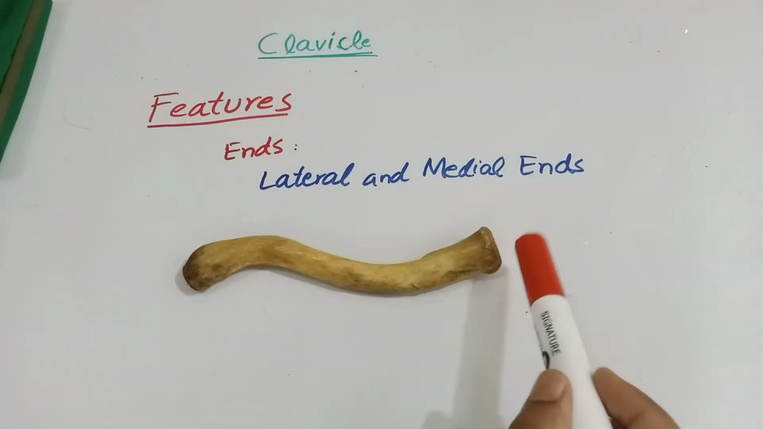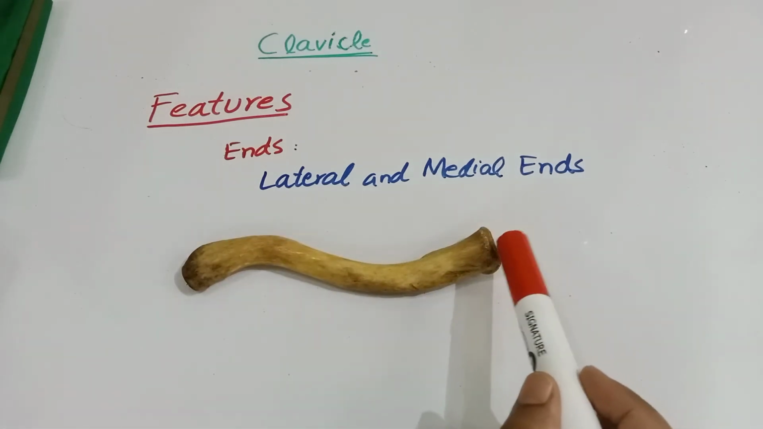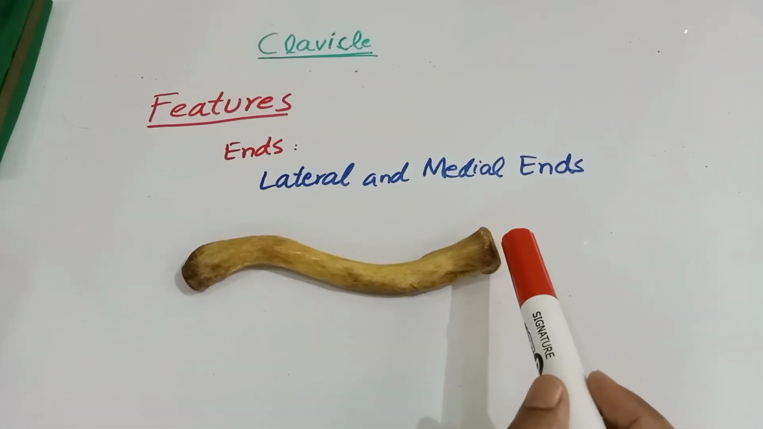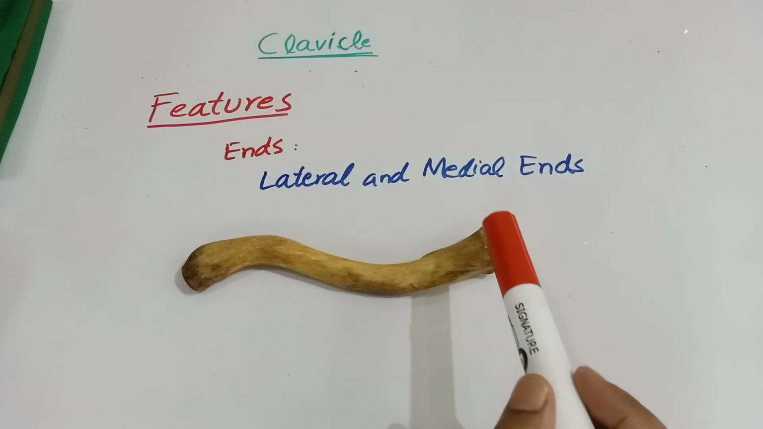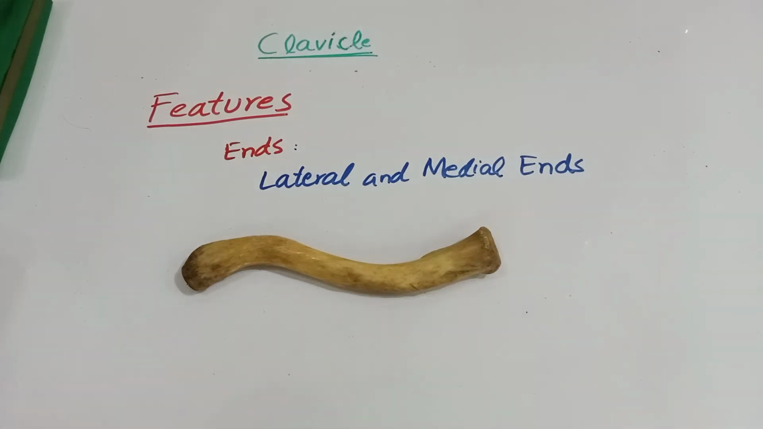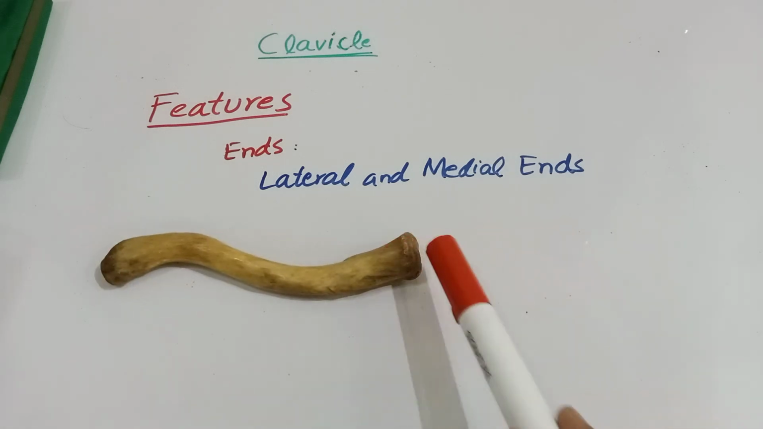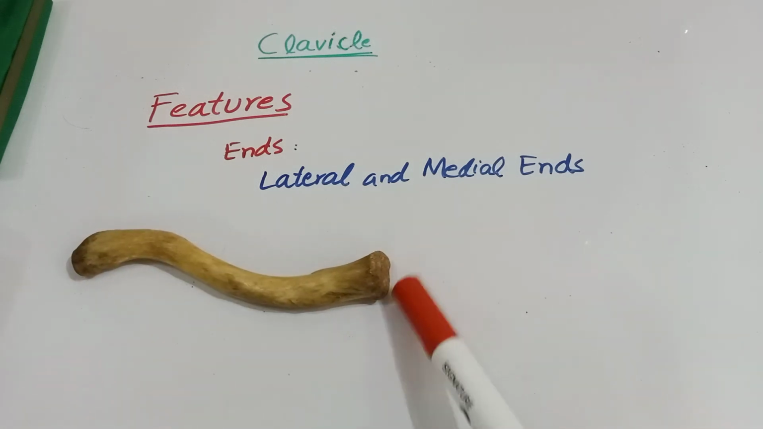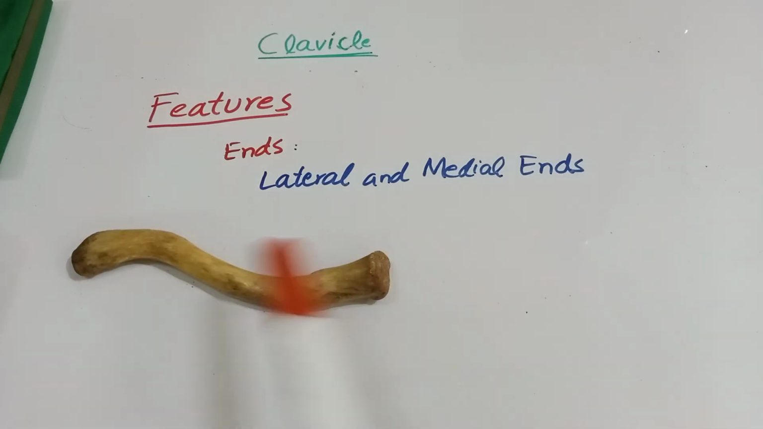The medial end or the sternal end is quadrangular and it articulates with the clavicular notch of the manubrium sterni and it makes the sternoclavicular joint. The articular surface extends downward and it also articulates with the first costal cartilage.